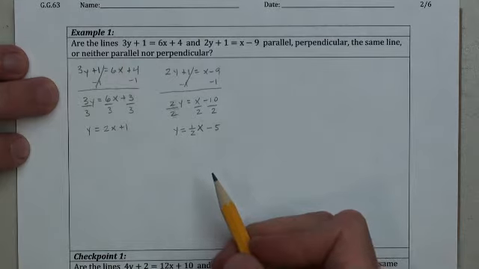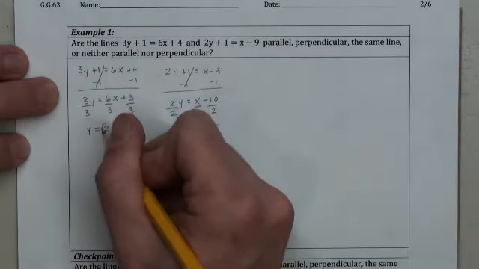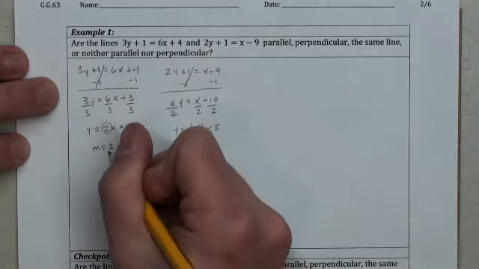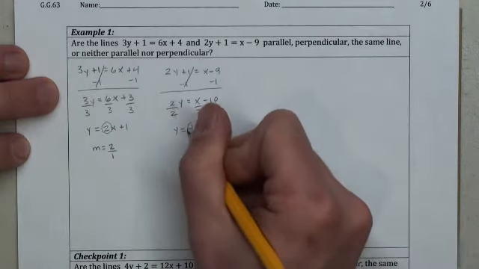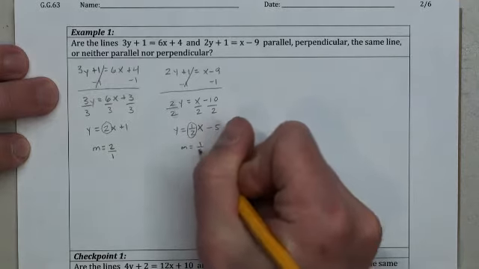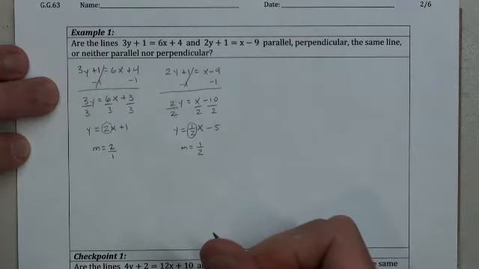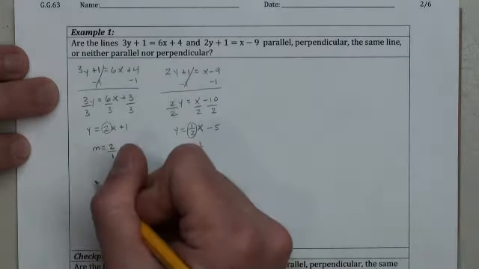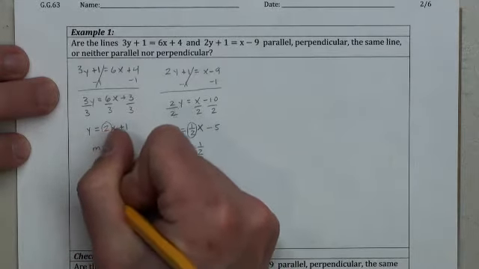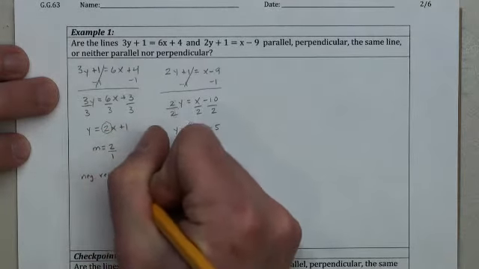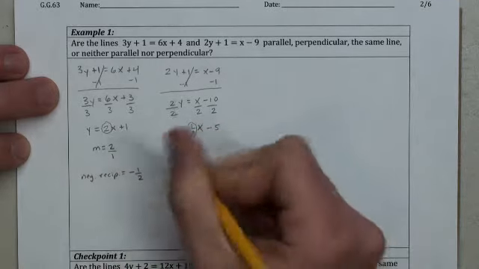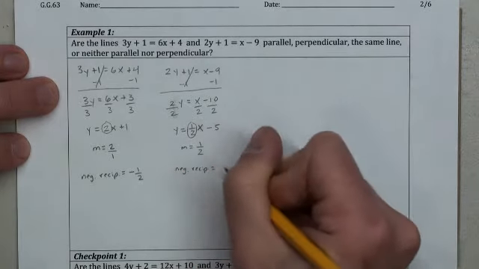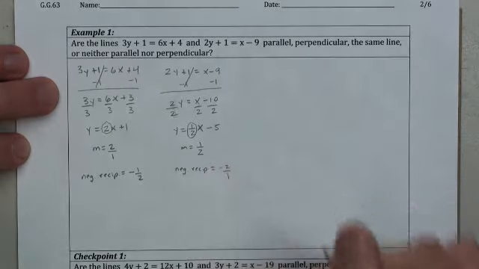Step 2 is to write down the slope underneath the equations. Remember, the slope is what's next to the x. So the slope for this one is 2, but I want to write that as a fraction, so 2 over 1. And the slope for this equation is 1/2. Okay? Now, I also, underneath those, want to write down the negative reciprocal. So the negative reciprocal is -1 over 2 for this one, and the negative reciprocal is -2 over 1 for this one.